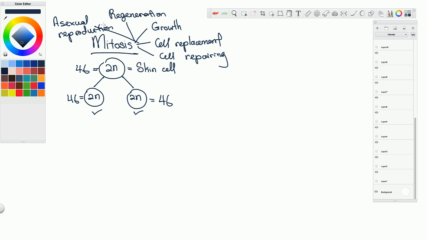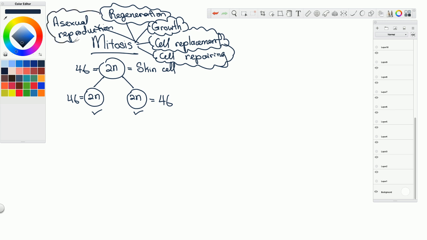So there are 5 functions of mitosis altogether. For growth, we can grow taller and taller. For cell replacement, we replace old, dead cells. For cell repairing, damaged tissue. For regeneration, and also for asexual reproduction. All this is for mitosis.